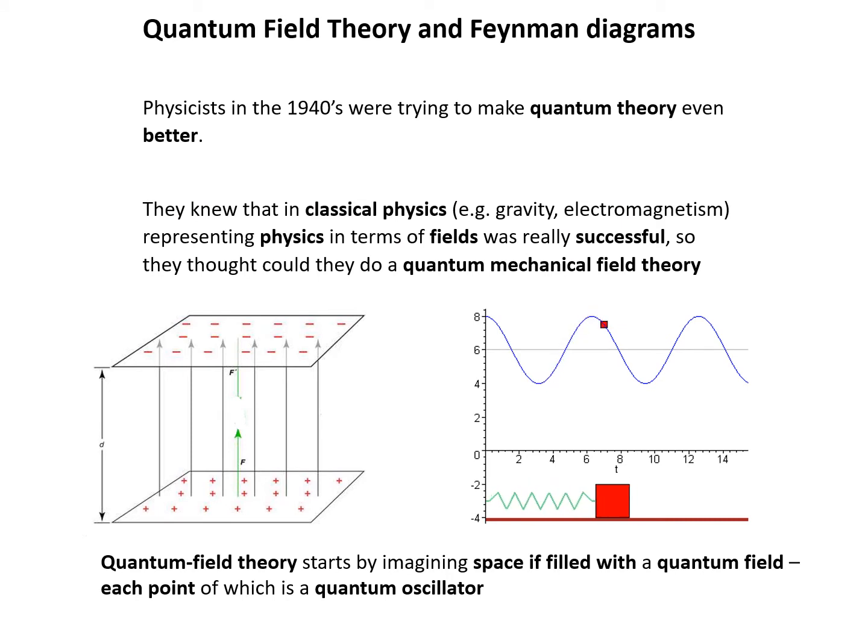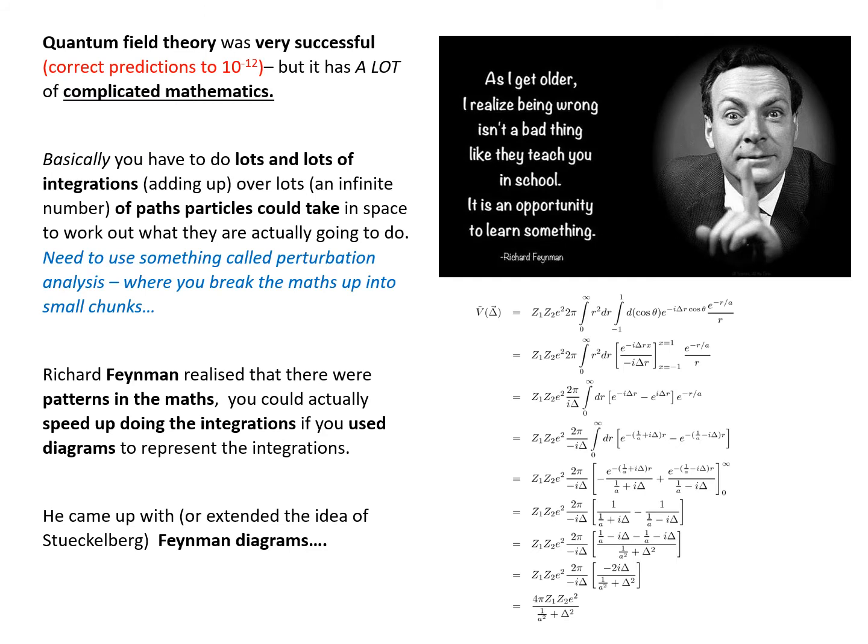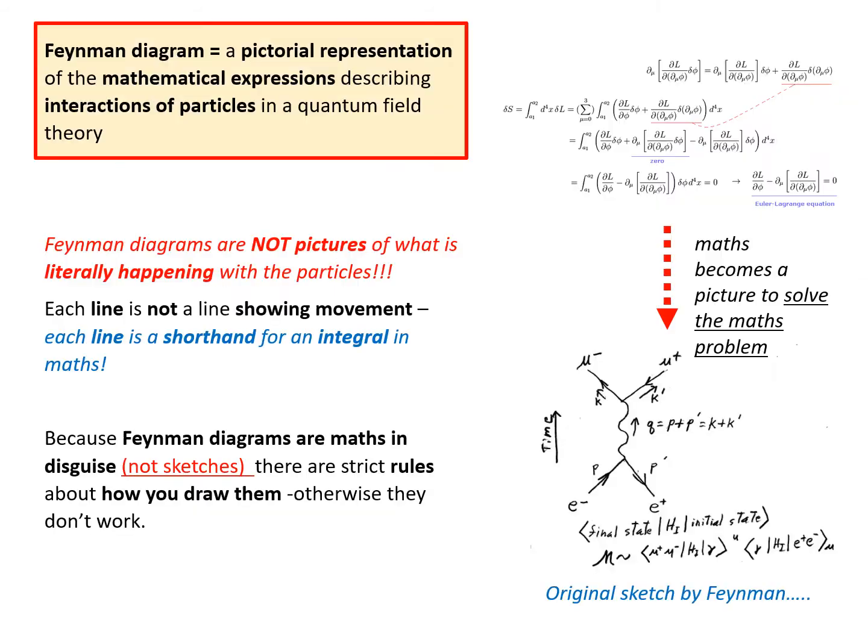Now, in the 1940s, scientists were trying to make quantum mechanics even better, and so they developed what's called quantum field theory, which is that you imagine the entire universe is made of a quantum field, and each part of that field is a little quantum mechanical oscillator. Richard Feynman, one of the inventors of quantum field theory, realized that there was a lot of mathematics in quantum field theory, and that you could simplify how you do that maths by using diagrams to do some of the maths for you. Those diagrams are called Feynman diagrams.